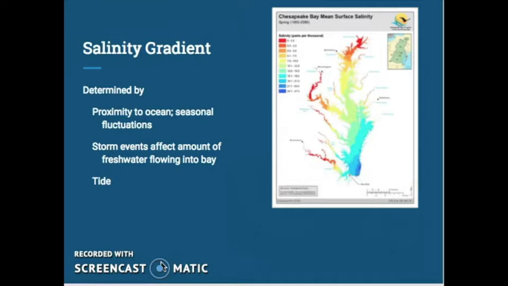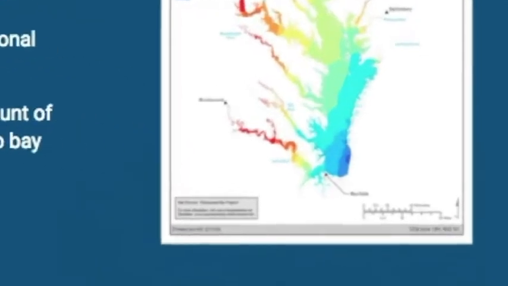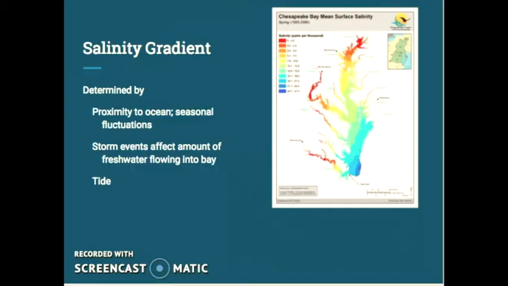The salinity gradient is determined by the proximity to the ocean, seasonal fluctuations, storm events, and also tides. This is a picture of the Chesapeake Bay and different salinities within it. Over here is the mouth of the Chesapeake Bay, which opens up to the Atlantic Ocean, and you can see that the salinity levels are really high here. Up towards the headwaters of the rivers, the salinity gets really low because the river is providing most of the water there, and here at the mouth of the estuary, the ocean is providing most of the water.